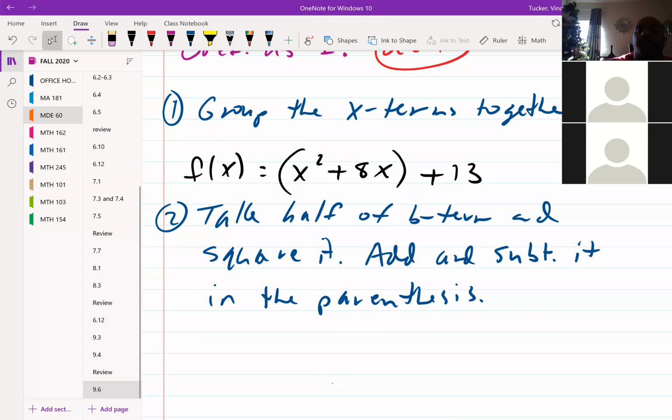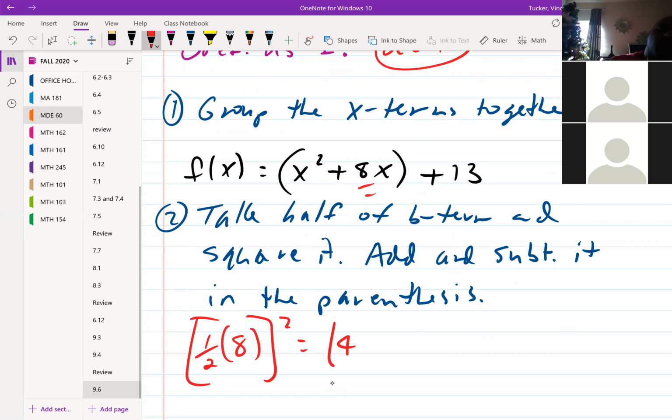All right, so we're going to have to take half of the b term and square it. Remember, the b term is the term that's sitting in front of x. We're going to take half of that b term and square it. So half of 8 is 4. 4 squared is 16.